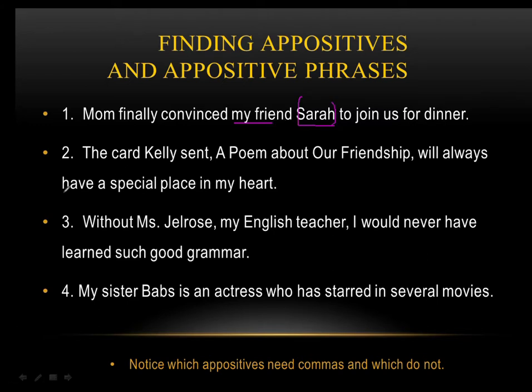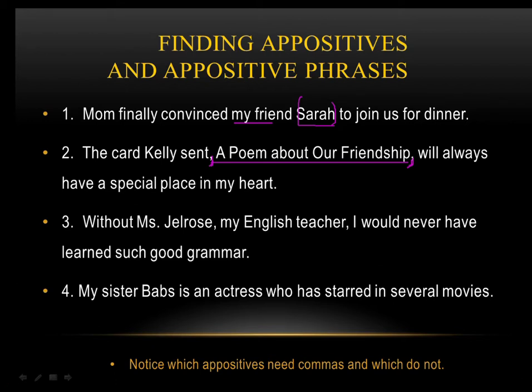Number 2, the card Kelly sent, a poem about our friendship, will always have a special place in my heart. Here's your appositive, and the question is, do I need that to identify specifically which card I'm talking about? It's the one that Kelly sent. She only sent one, and therefore I don't need this to tell me that it's Kelly's card that I'm talking about. And since I don't need it for identification purposes, I will put commas around it.